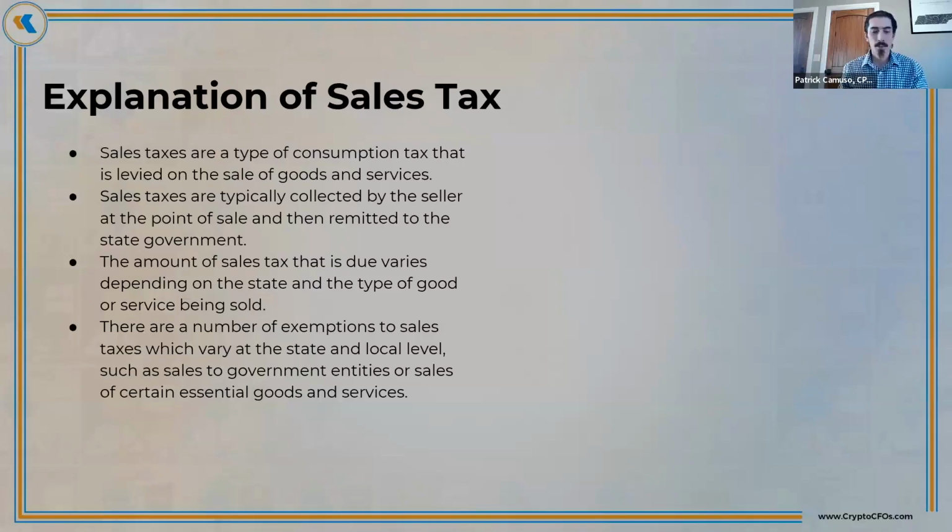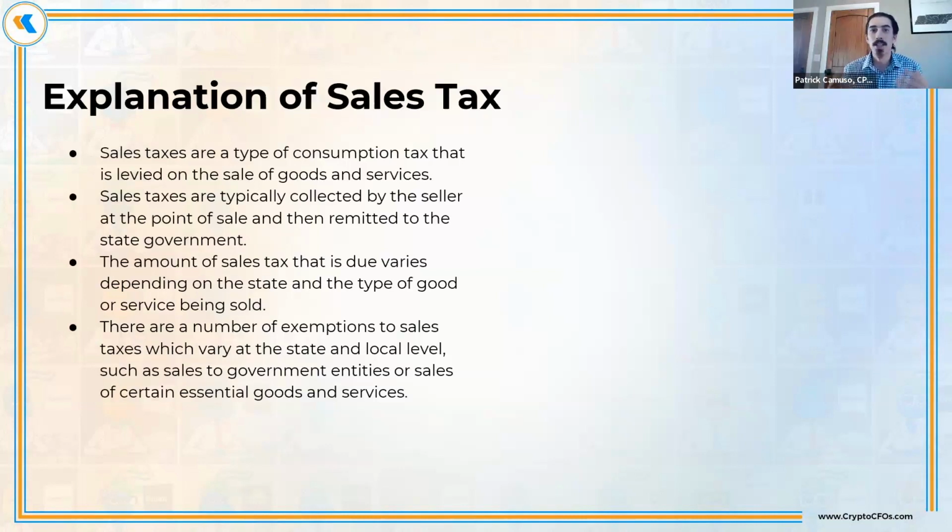So let's get into some of the basics here. What are sales taxes? Many of you may be aware of this. I know I'm talking to a group more focused on tax professionals, but sales taxes are a consumption tax that's levied on goods and services. It's usually going to be collected by the seller at the point of sale and then remitted by the seller to a state government. The amount of sales taxes that you're going to collect on any given transaction is going to vary by the state that you're being taxed in, as well as the type of good or service being sold. And there are a number of exemptions that vary again at the state and local level that can exempt some products from being taxed depending on, again, exactly what you're going to sell.